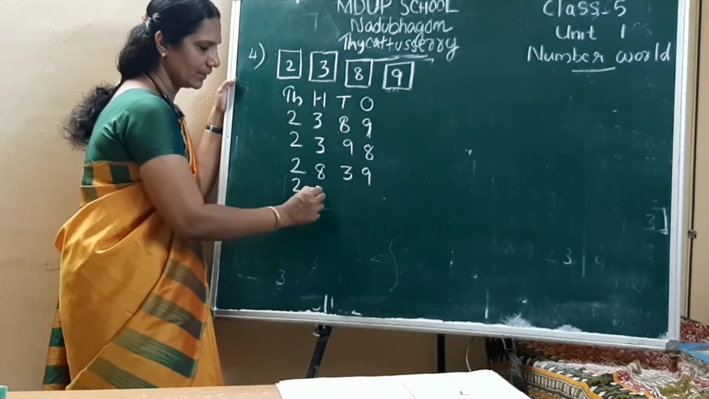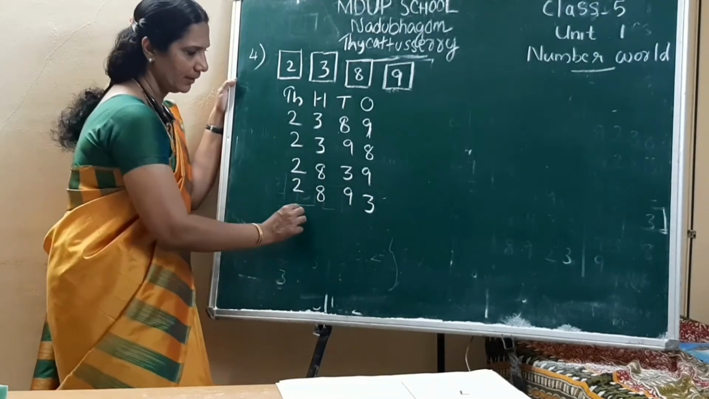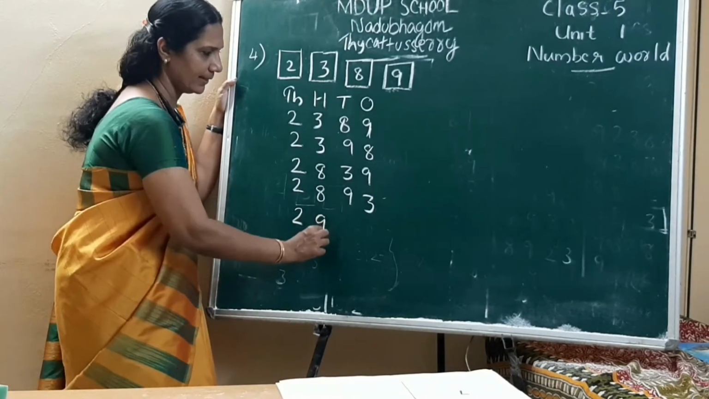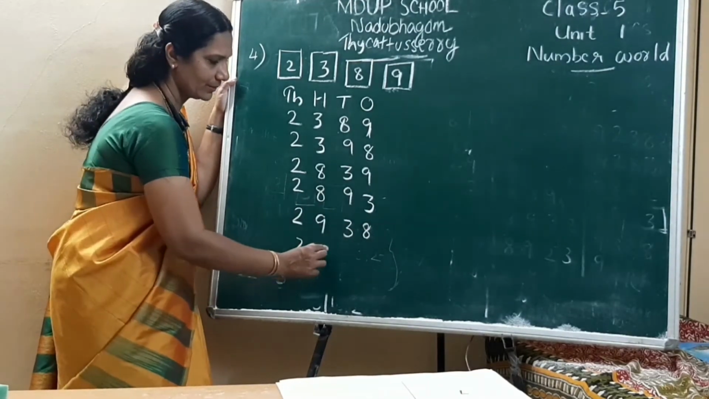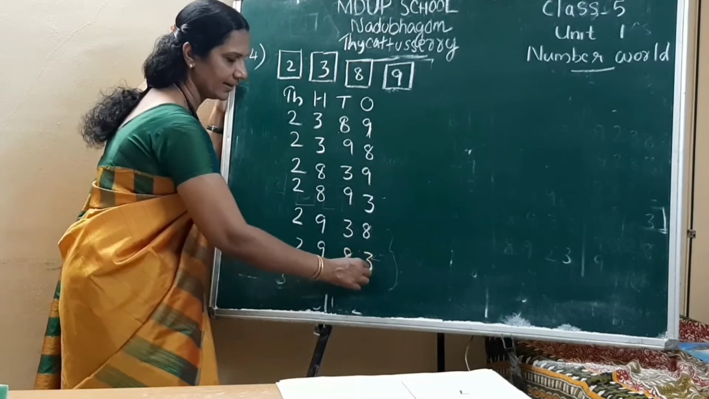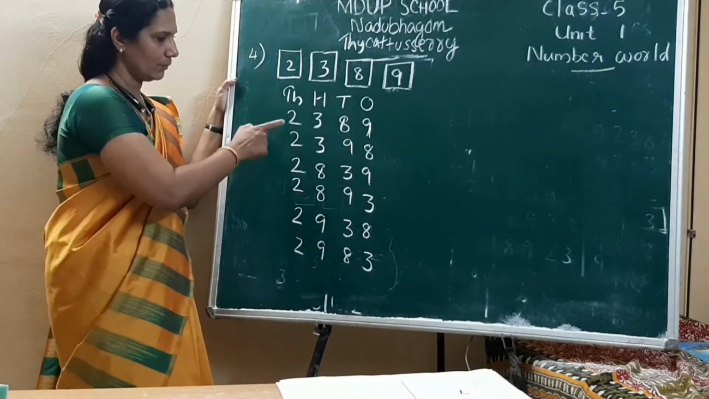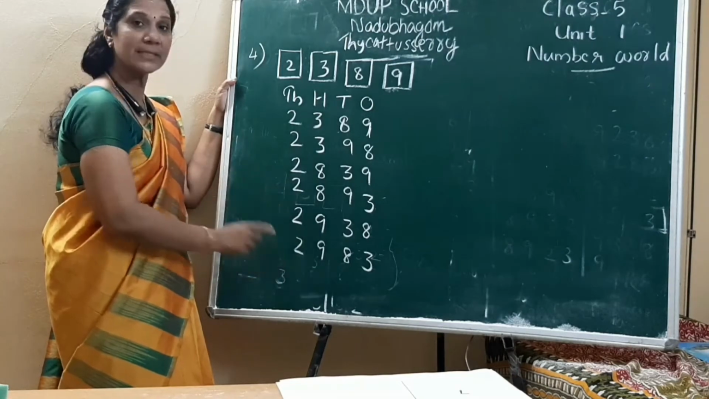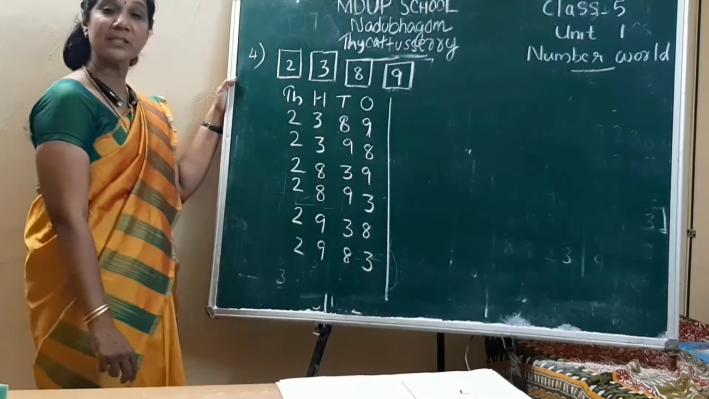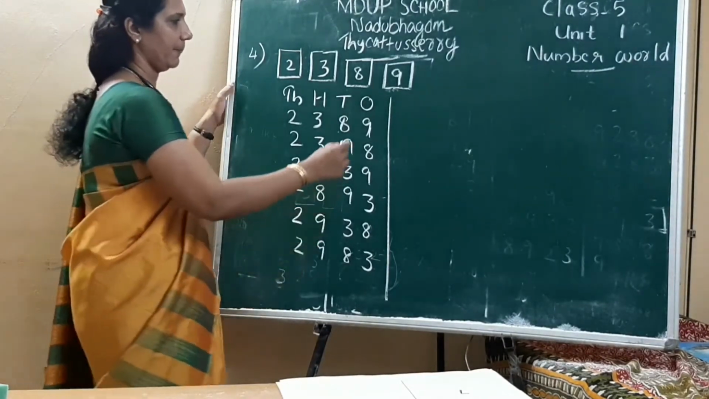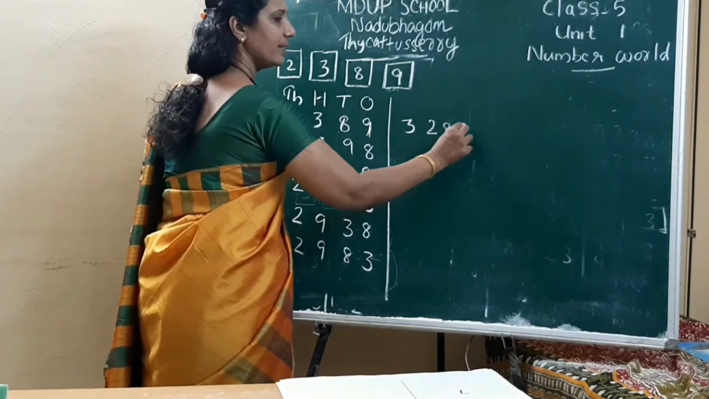Okay, 2893. Then 2938. Okay, 2983. So how many numbers are here starting with 2? 1, 2, 3, 4, 5, 6 numbers. Like that, you can find 6 more numbers starting with 3. Starting with 3, then 2, 8, 9.